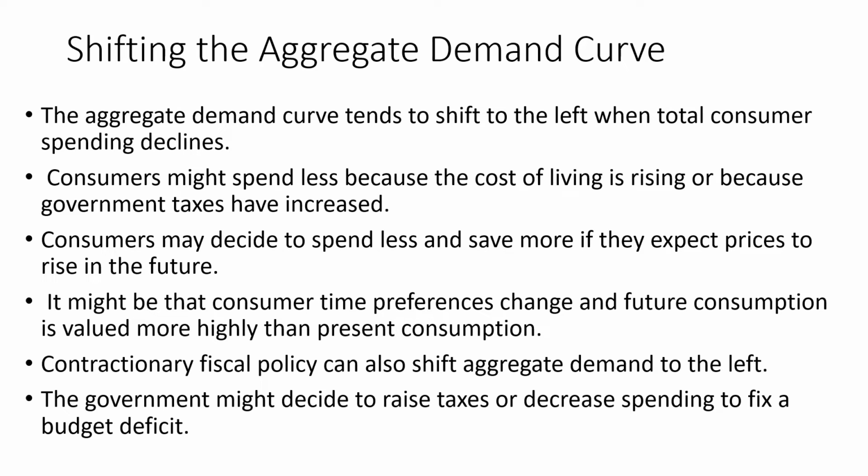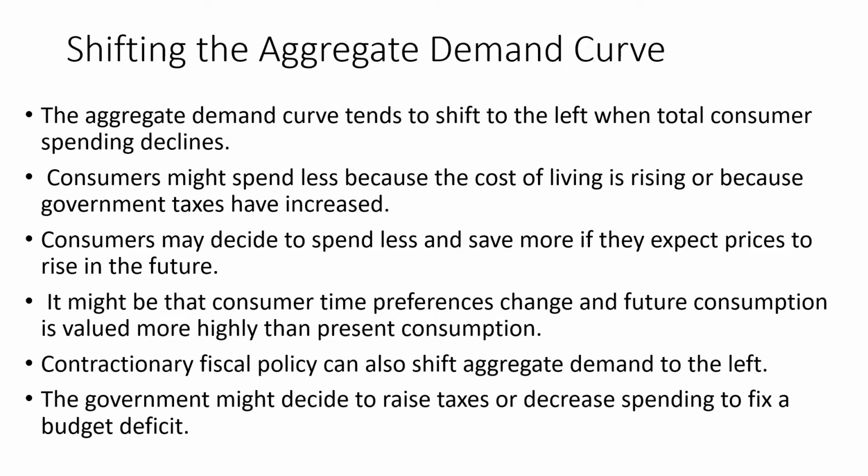It might be a consumer time preference that changes present consumption to deal with future consumption, and they have to manage their present consumption and future consumption. So as a result, they will make adjustments in their spending pattern. Also, we can see that a contractionary fiscal policy, like an increase in taxation or a reduction in public expenditure, will have its implication upon aggregate demand.